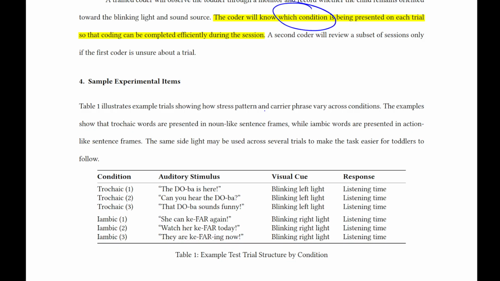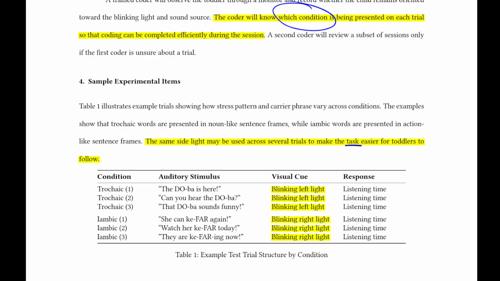Okay, so sample experimental items. Table 1 illustrates example experimental items. Great. Trochaic words are noun-like, iambic are action-like. Okay, so the same thing has been said again. The same side light may be used across several trials to make the task easier for toddlers to follow. This is problematic because we see that in the trochaic, it's always a blinking left light, and in the iambic, it's always a blinking right light. Okay, this isn't good because maybe now they're not responding to the words, they're just responding to the visual cues.